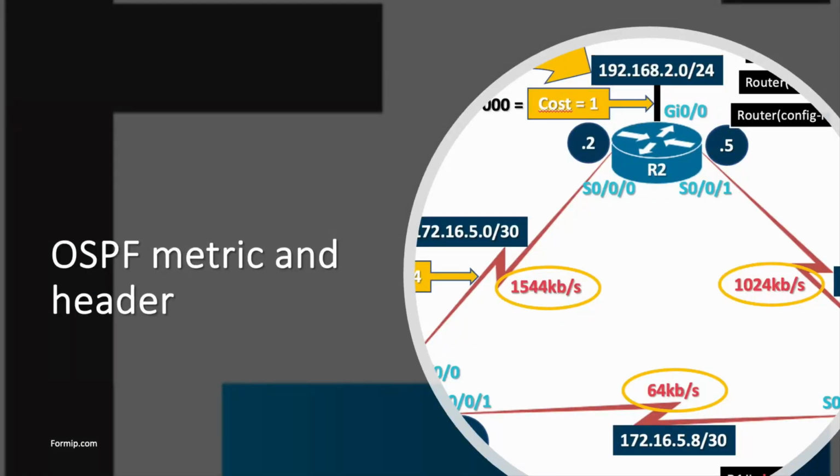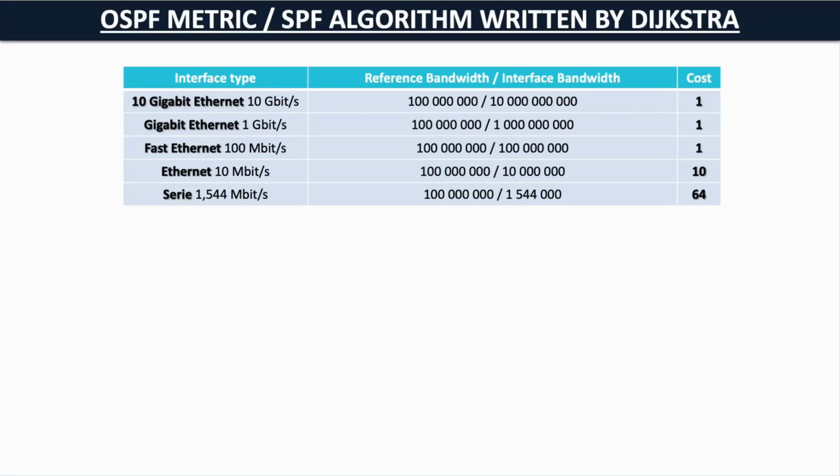OSPF metric and SPF algorithm, written by Dijkstra. A routing protocol uses a metric to determine the best path. The OSPF protocol uses cost as a metric. The lower the cost, the more the route will be preferred. That is, a lower cost indicates a better path than a higher cost.